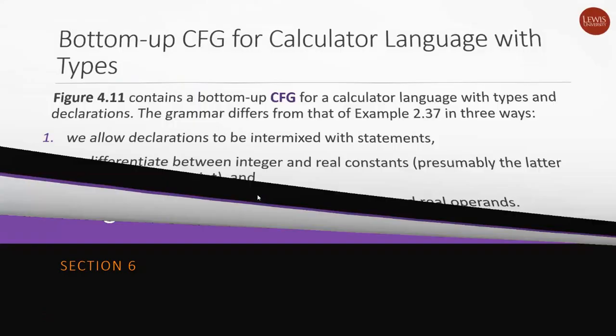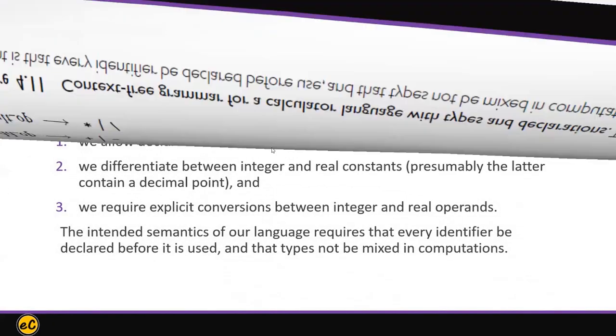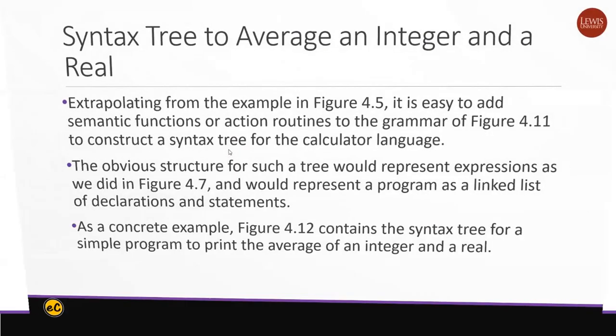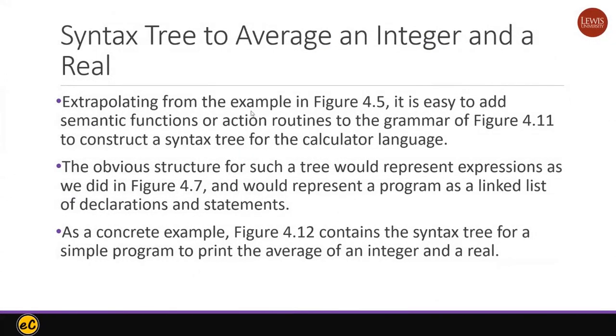So if you have a language, let's assume that we do have a calculator language here. So program equals statement list. Statement list equals statement list and declare, or statement list with statement, whatever, these are the definitions. So declaration is declare integer, and statement is this. These are the grammar for a calculator. So for this calculator language, we have the context-free grammar. So this is the example we want to show.